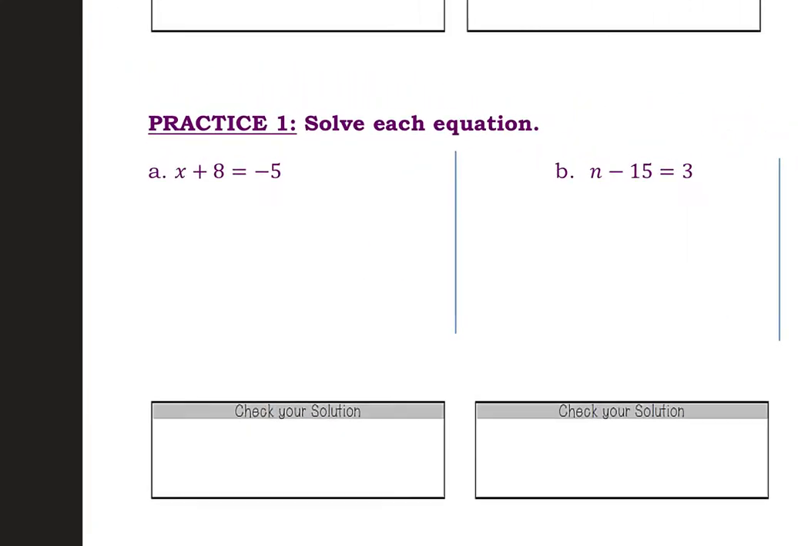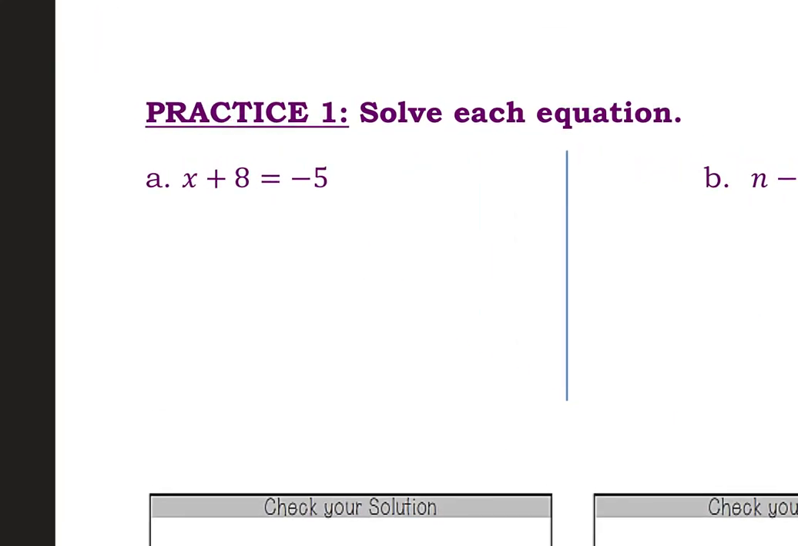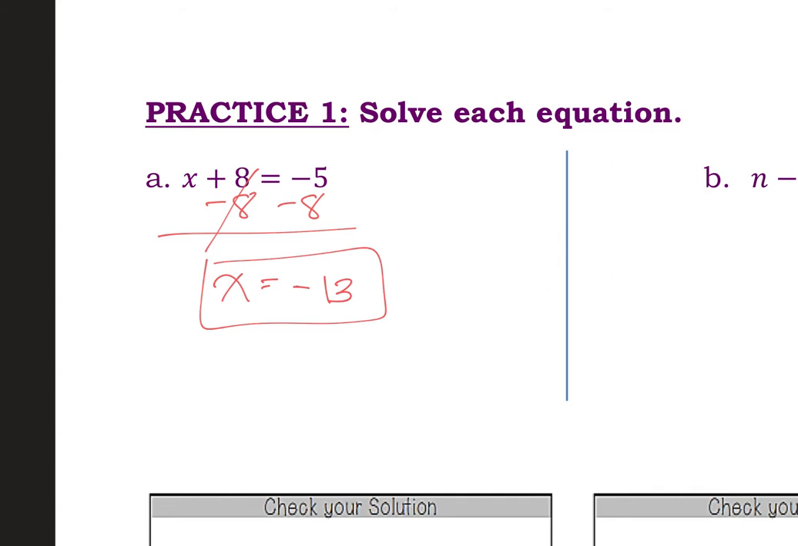All right, so let's see what we did here. If I have x plus 8 minus 5, what did y'all do to get rid of the 8? Subtracted it. Good. The 8s should cancel out. What did y'all get for your x value? Negative 13. All right, let's go to B.